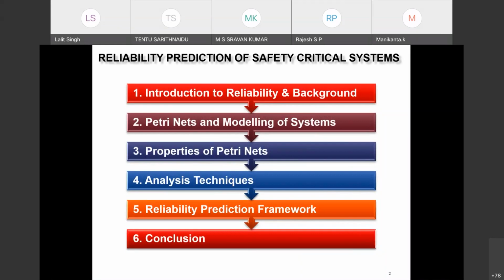Yesterday, we saw what Petri nets are and how they can address safety issues, or how we can perform safety analysis of a system using Petri nets. In this session, we will see how we can use Petri nets for reliability quantification. We'll see the various properties of Petri nets and the analysis techniques, and then I will propose a reliability prediction framework in which I'll discuss the various steps or phases that need to be executed for the quantification of the reliability of a particular system. And then I can conclude my session.